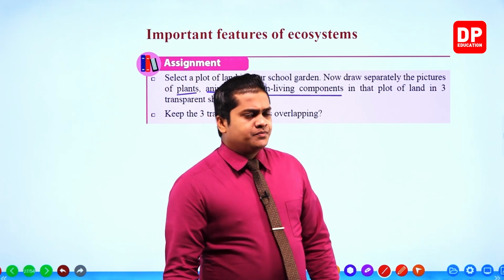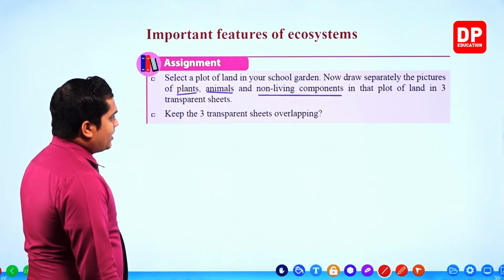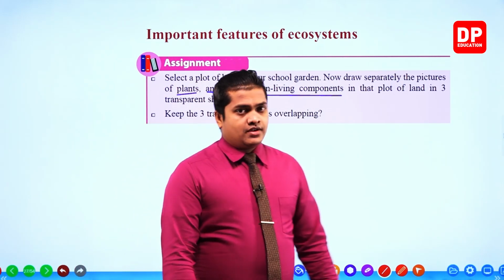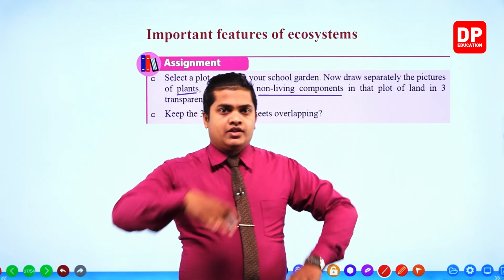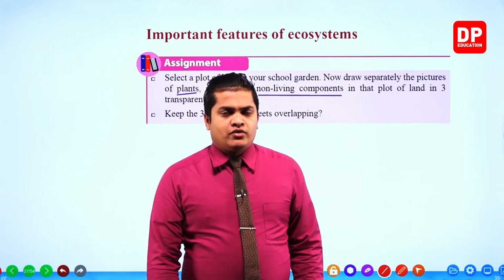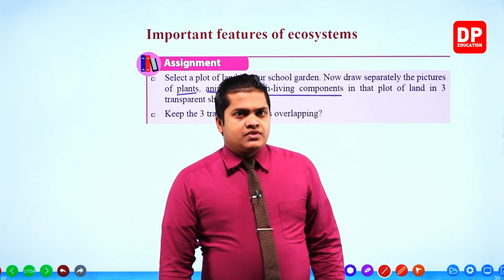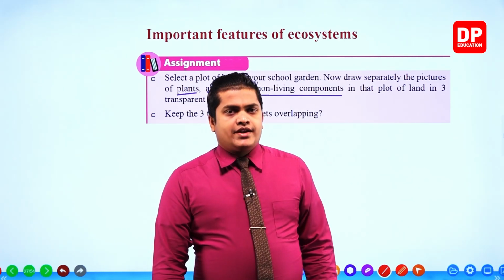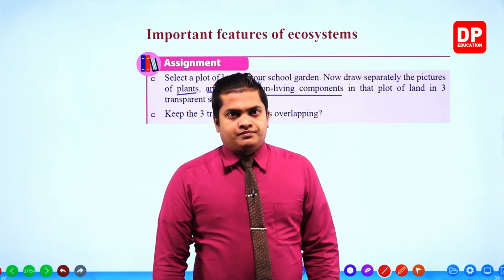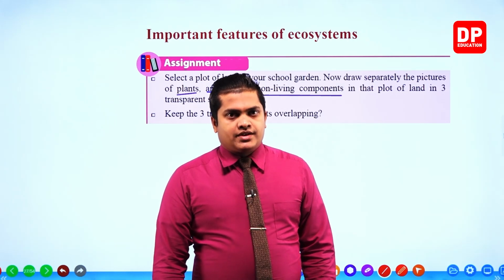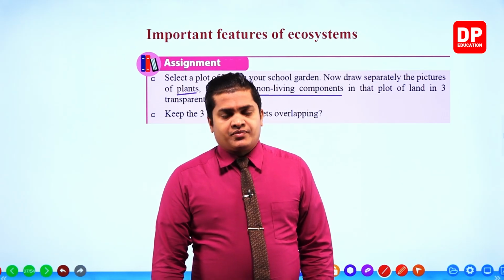Then what do you have to do? Keep the 3 transparent sheets overlapping. Now, one on another, you have to place them. Then you have to observe, right? So by observing this, you can get a certain idea about an ecosystem. Okay, you can get a certain idea about an ecosystem.